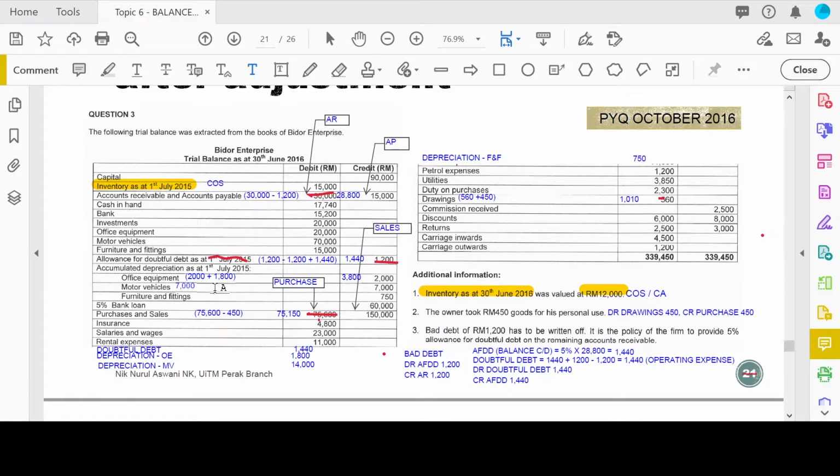What about this one? 7,000 plus 14,000, so equal to 21,000. And furniture and fitting, the existing balance is 750 plus this year's depreciation of 750. So here would equal 1,500.